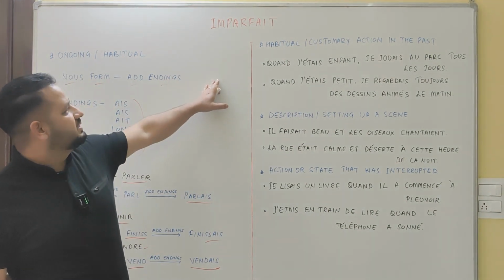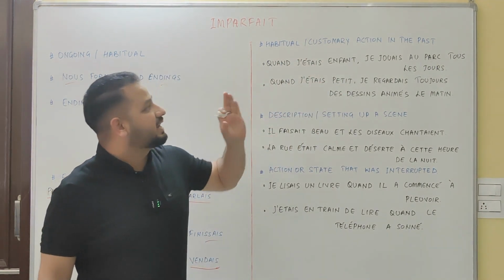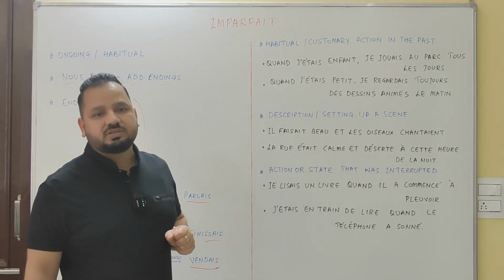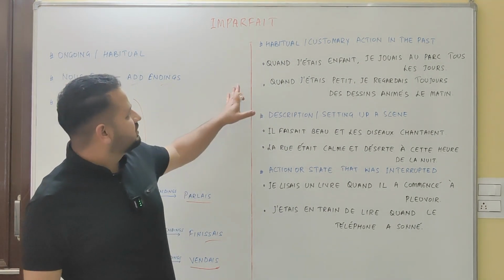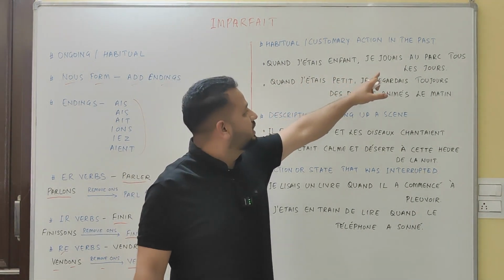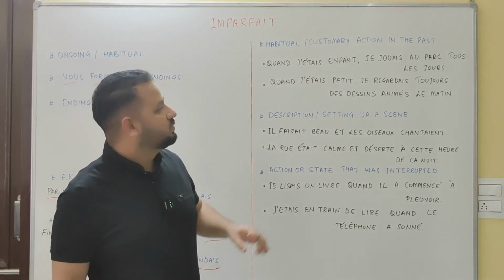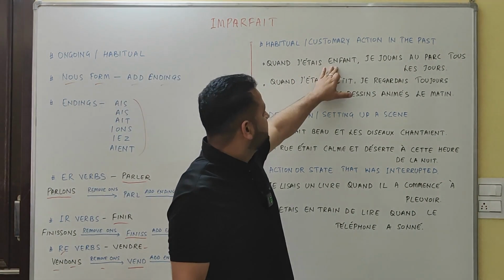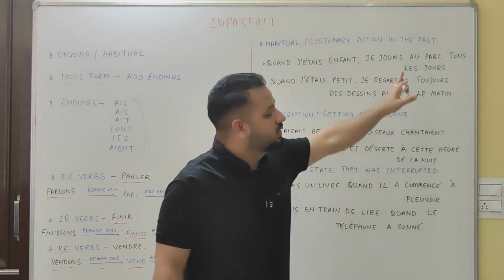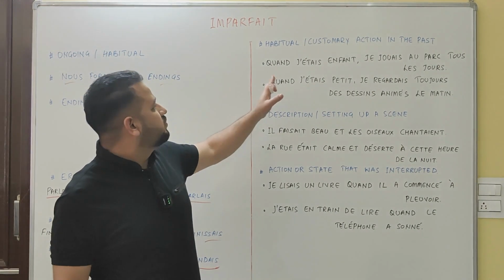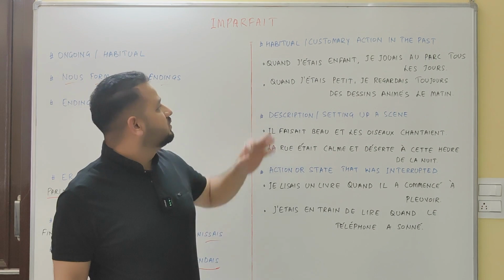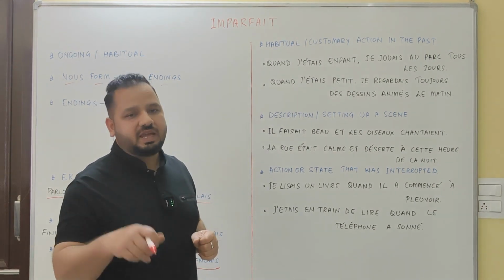The first condition is habitual or customary actions in the past. For example, quand j'étais enfant, je jouais au parc tous les jours. When I was a child, I used to play in the park every day. So we use it for habitual or customary actions in the past.